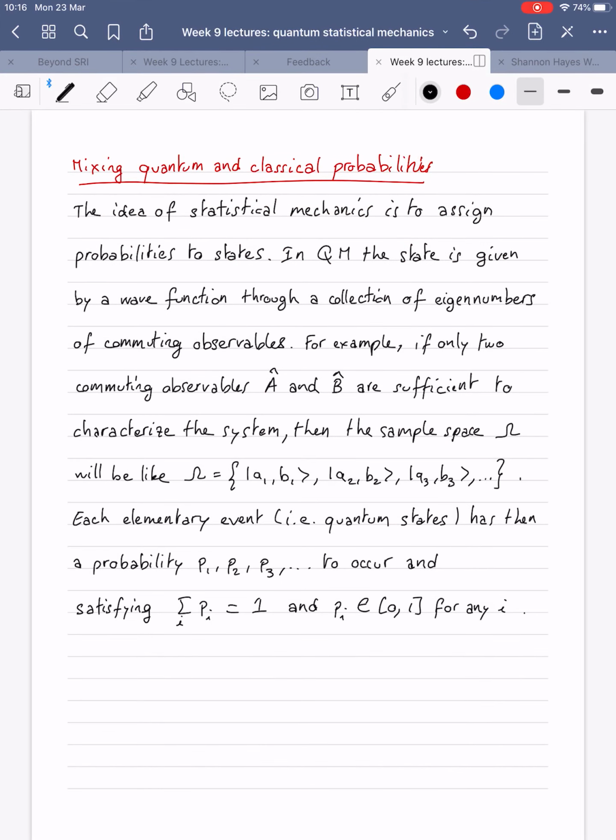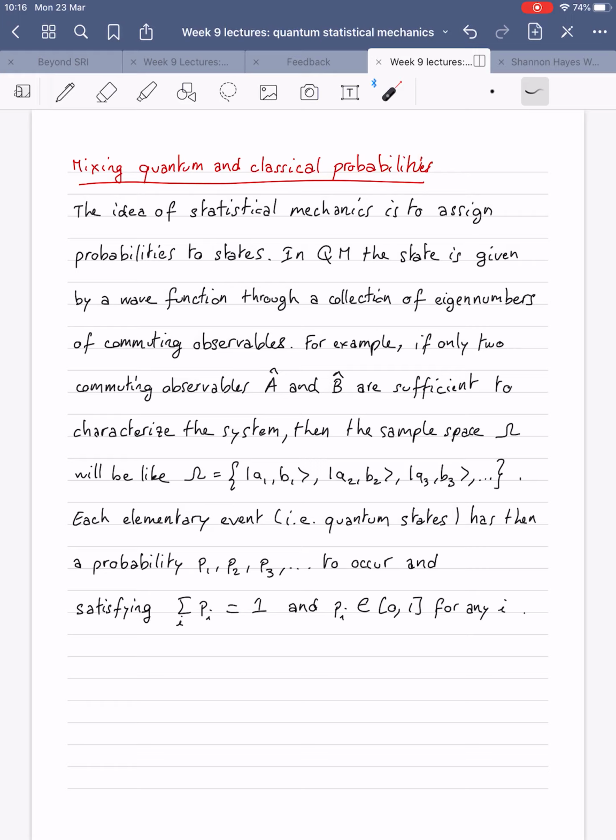Right, so welcome to this second part of week 10 on quantum statistical mechanics. In the last video, we saw that when you mix quantum and classical probabilities, the way you do it is by introducing a sample space where the actual outcomes of your probabilistic experiment are quantum states themselves.